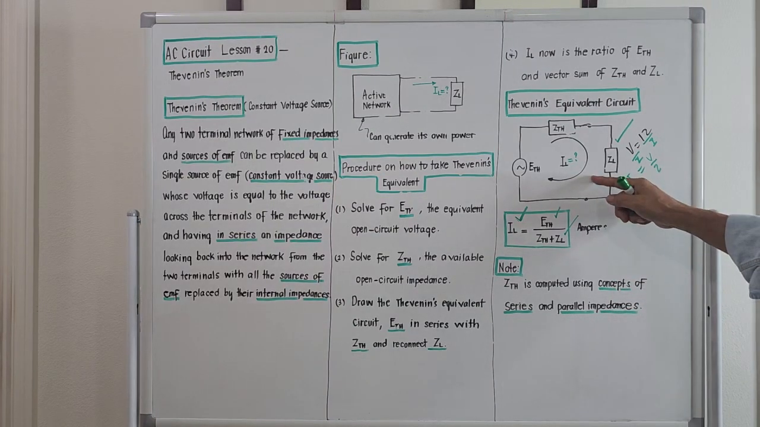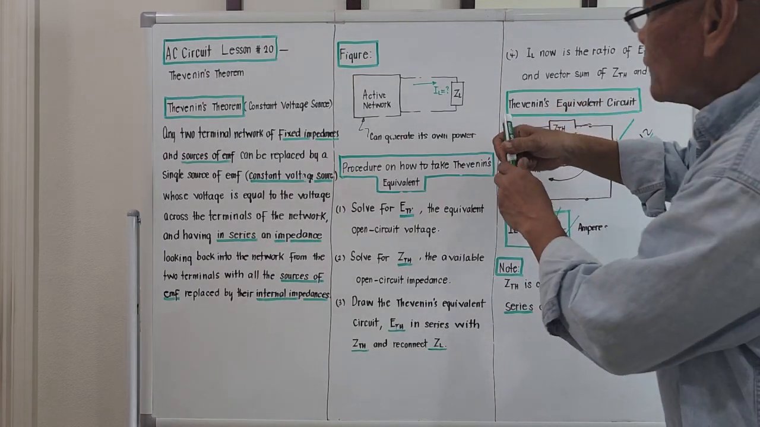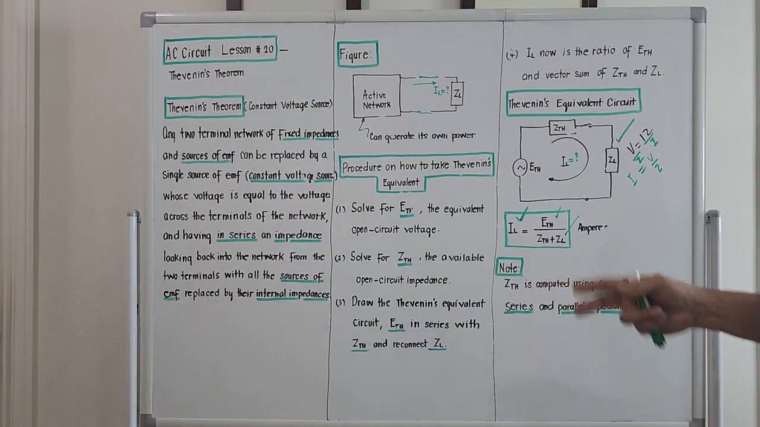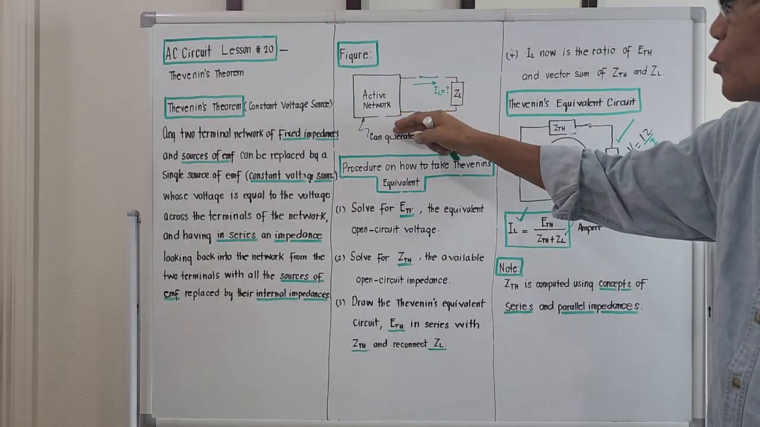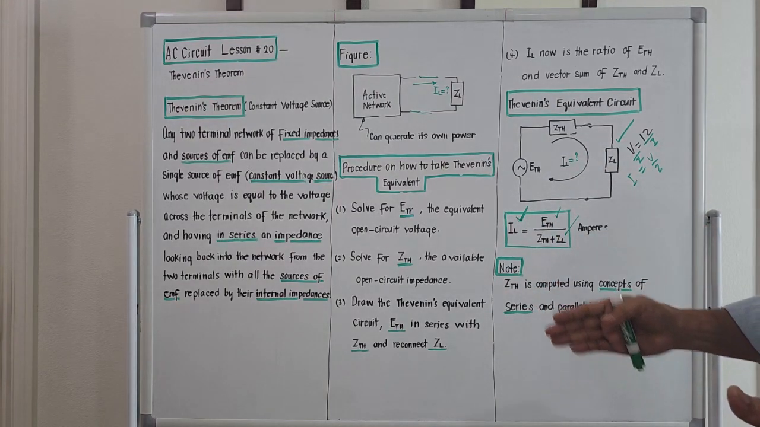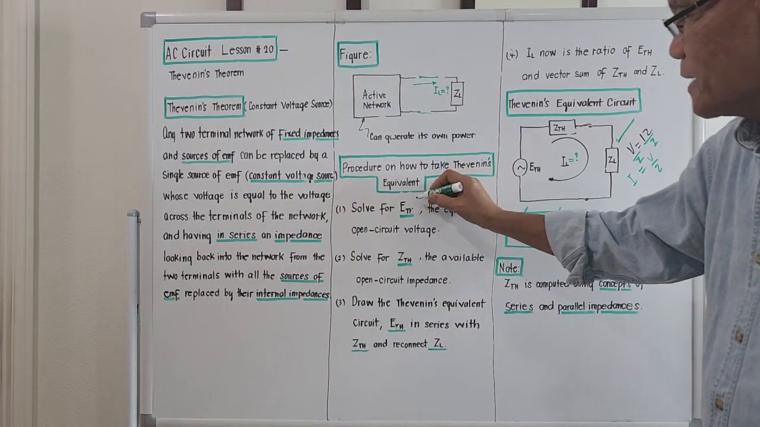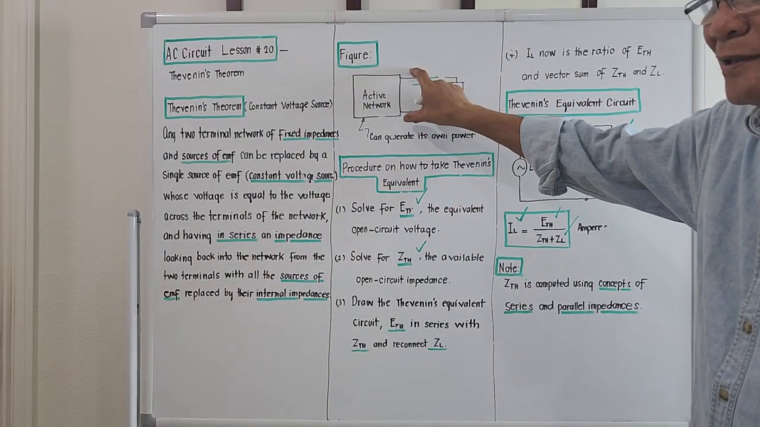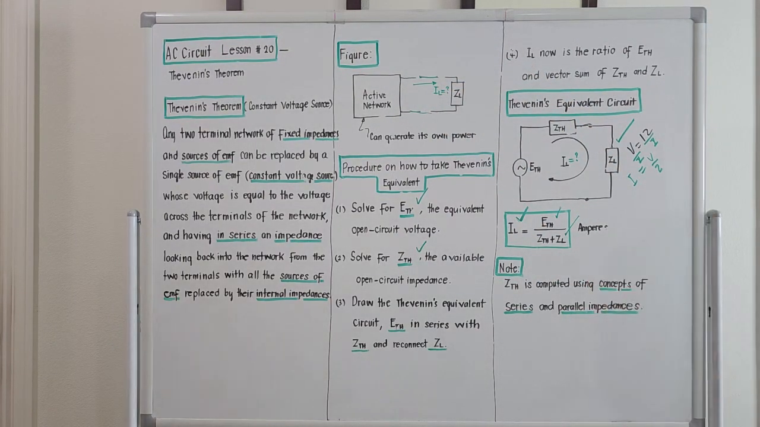If the problem is asking for the current passing through this ZL here, if we try to reconnect it on the given active network, the problem is just asking what will be IL if we reconnect here and we do not know anything about what's inside. That's why Mr. Thevenin discovered a theorem in which we will know the components inside. Components meaning the equivalent voltage source and the total impedance that will affect the current passing through ZL. Okay, that's Thevenin's theorem.